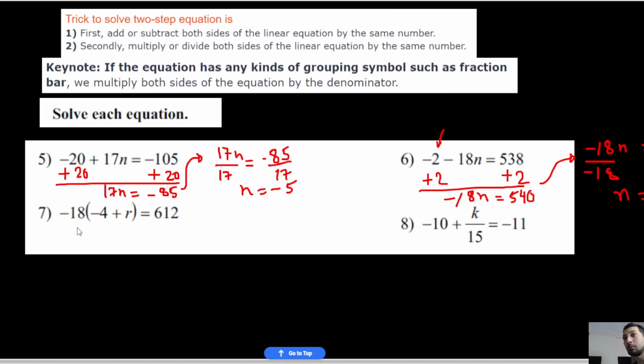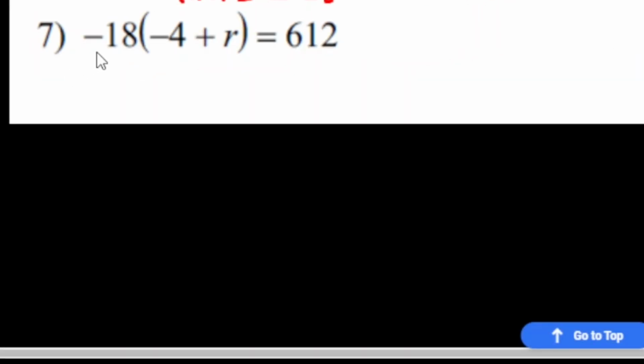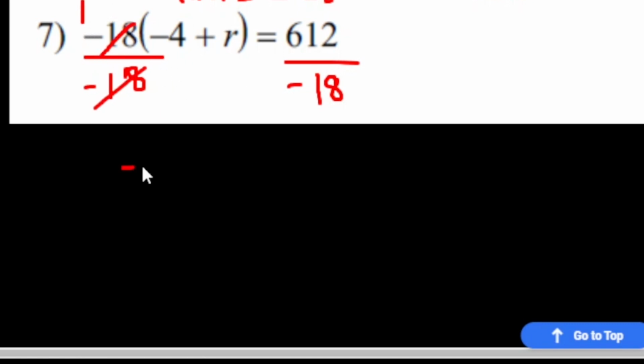Number 7 has a grouping symbol. We can see we have negative 18 within parentheses, negative 4 plus r, parenthesis close, equals 612. So we first need to get rid of this negative 18, which is outside of the parentheses. Since this is a multiplication, we need to do division here. Divide both sides by negative 18. So this cancels out to 1, and 1 times anything is just anything. We have negative 4 plus r.